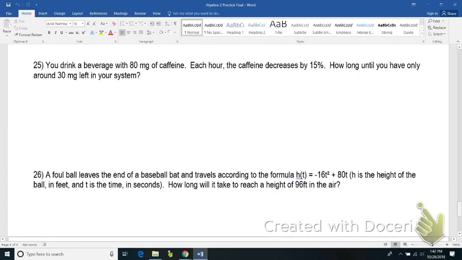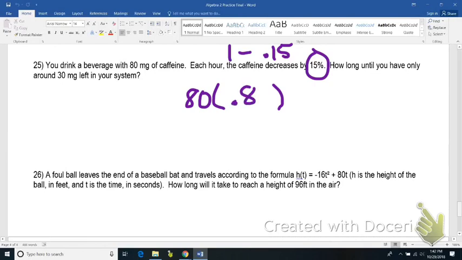Okay, so number 25, this is a problem pretty much straight off of your Unit 5 test. So you drink a beverage that has 80 milligrams of caffeine to start with. That's a hard one. Each hour, the caffeine decreases by 15%. So 15% would be 0.15. And if it's decreasing, would we be adding it to 1 or subtracting it from 1? Subtracting. Okay, so in parentheses here, I'm just going to have 0.85.